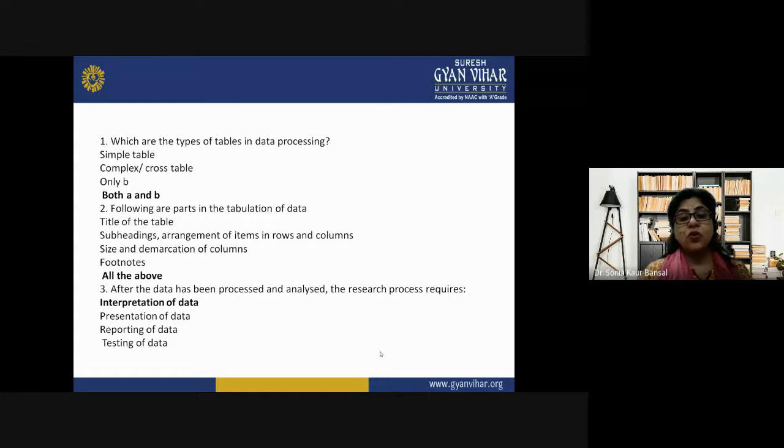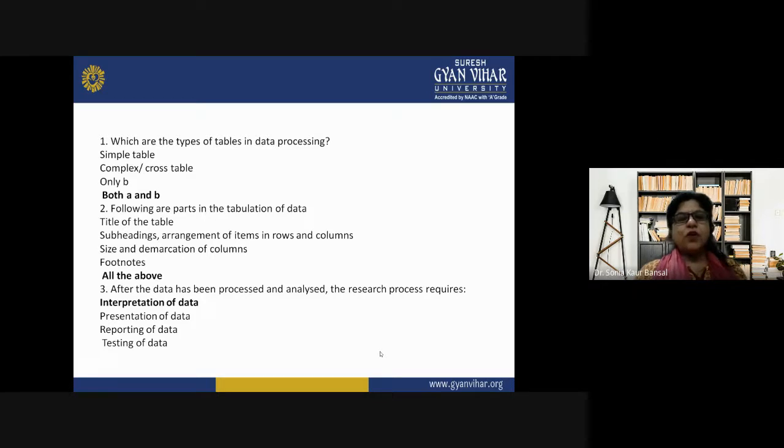Arrangement of items in rows and columns must be clear, like serial number. And then if you have given codes for your independent or dependent variables, then they must be shown in the table. Suppose, for example, you have chosen 2 universities to study, government universities and private universities. And for research and writing purposes, if I am not writing government and private throughout my research, maybe I am giving a code to it.